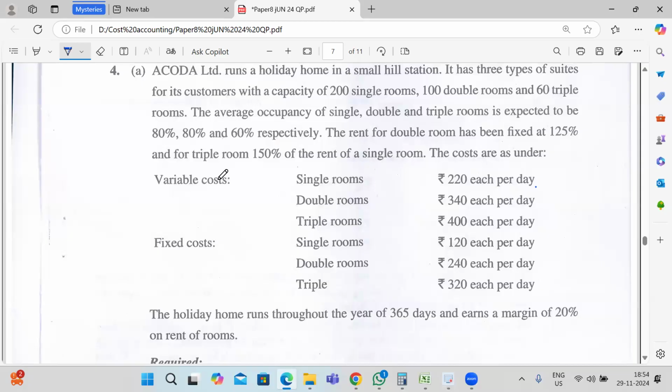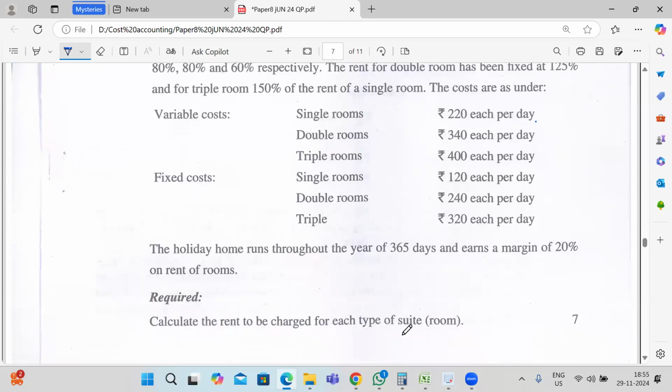So we have variable cost for single, double, and triple rooms, each per day, and fixed cost also per day they have given. So we need to calculate room days first, then only can we calculate variable cost and fixed cost. The holiday home runs throughout the year of 365 days and earns a profit of 20% on rent of rooms. This is the profit percentage. Margin is nothing but my profit. So calculate the rent to be charged for each type of suite. They have asked what is the rent for a single room, so we need to calculate that.